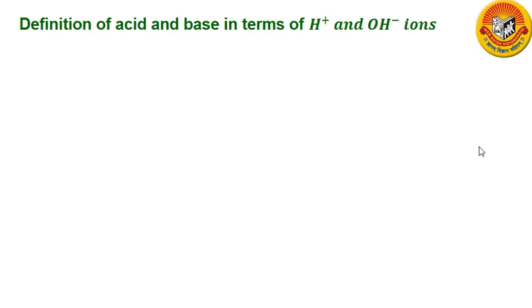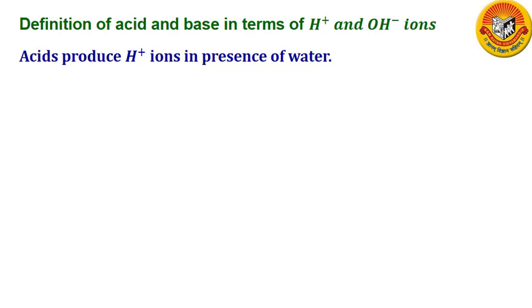Now let us think about some of the acids like HCl, HNO3, H2SO4. In all these, what are you finding common? Yes, they all have hydrogen, right? So when we put these acids in water, they split into ions and produce H plus ions. So we say that acids produce H plus ions in the presence of water.